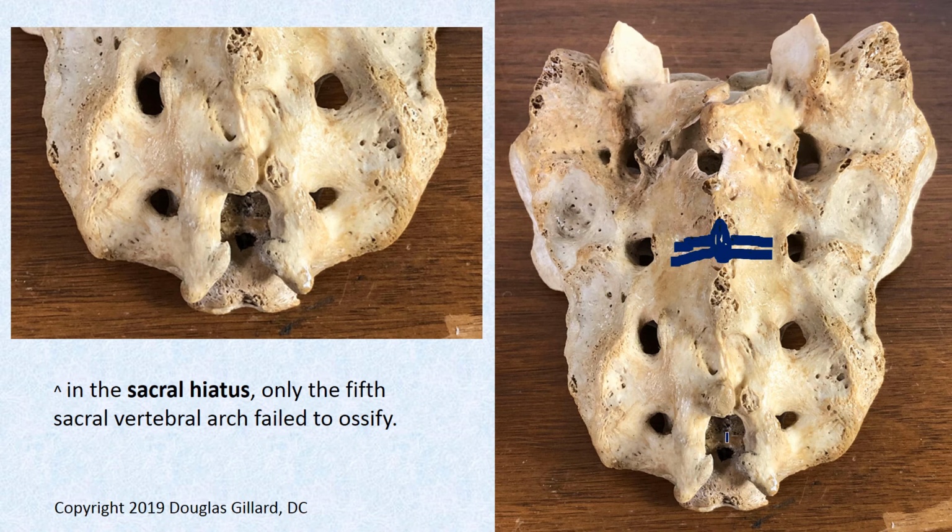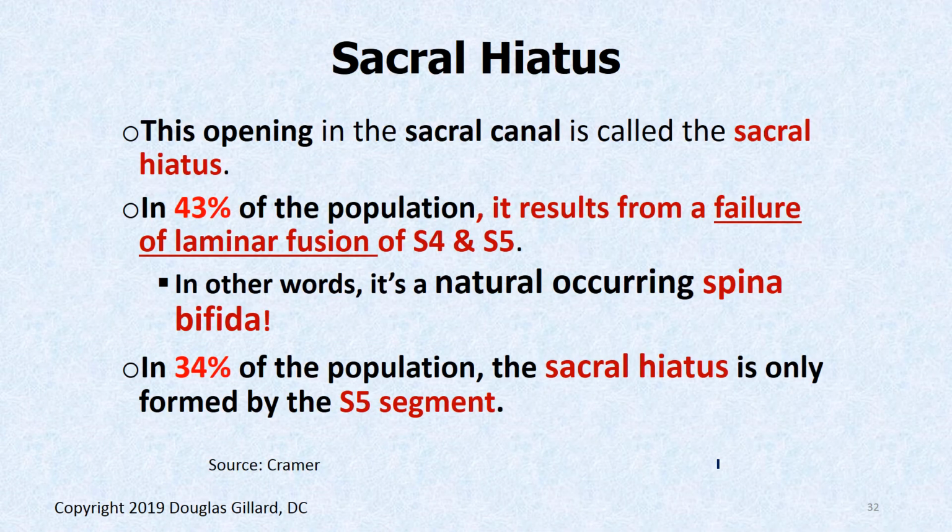That actually looks like one level, where the S5 level is. But it's a sacral hiatus. You also have these sacral cornua that come off here, big bumps that kind of guard the opening. Now this is usually covered with ligaments, as we said before, but nevertheless, that's a sacral hiatus. In 43% of the population, it's a failure of S4 and S5 to fuse together, and in 34% of the population, it's just one level, S5.